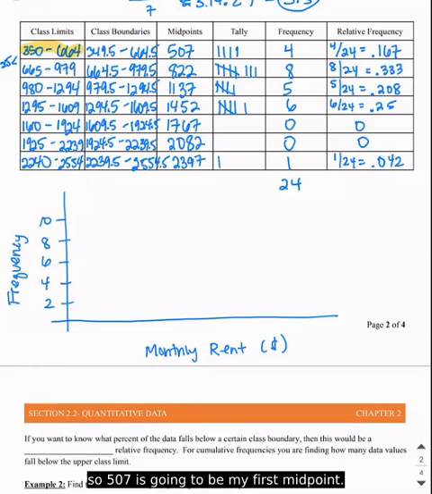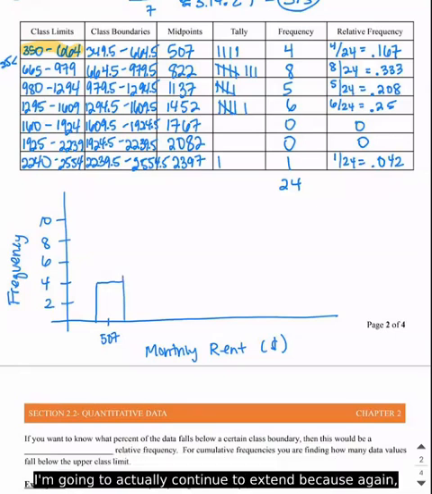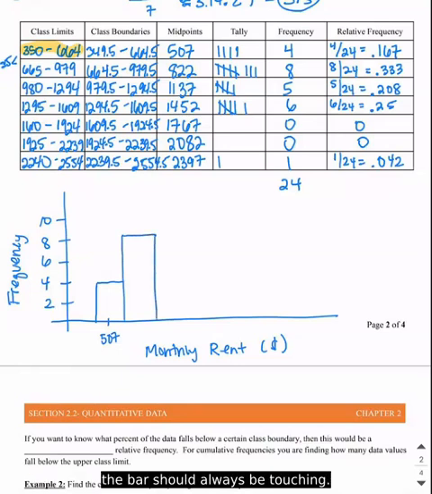So 507 is going to be my first midpoint. So let's see, the frequency is 4. So I'm going to start and create a bar, 4, and say right in the middle there would be 507. Or you could label it as 349.5 for the lower and then 664.5 for the upper. Totally up to you. The next piece would be a frequency of 8, the next class. So I'm going to continue to extend, because again, the bars should always be touching. And this is 822. My next class is a frequency of 5.